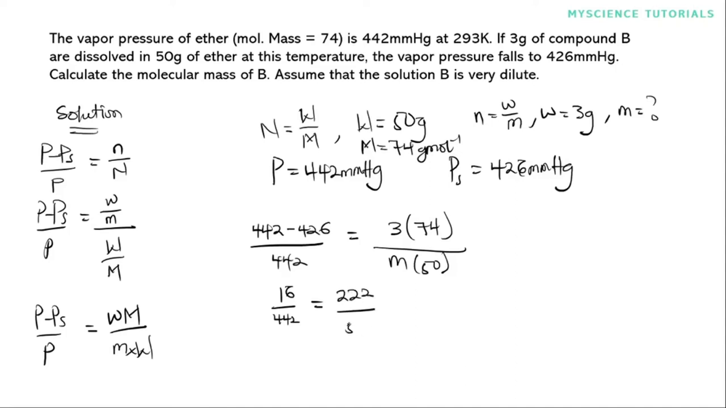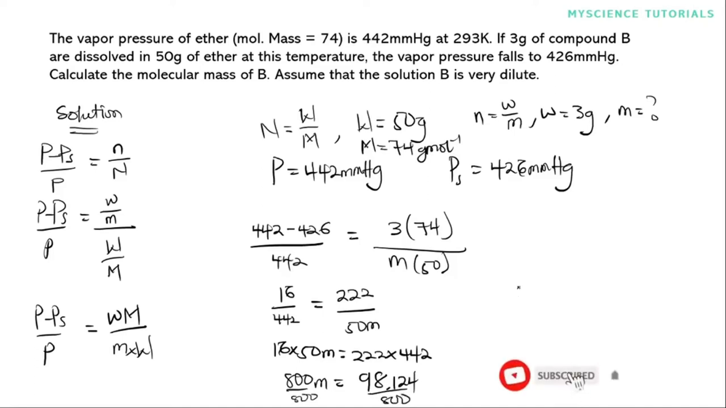222 over 50 m. So if we cross multiply, we get 16 multiplied by 50 m to be equal to 222 multiplied by 442. Right, so if we do that, this side gives us 800 m to be equal to, over here we have 98,124. So we divide both sides by 800. So we have our m to be equal to what?